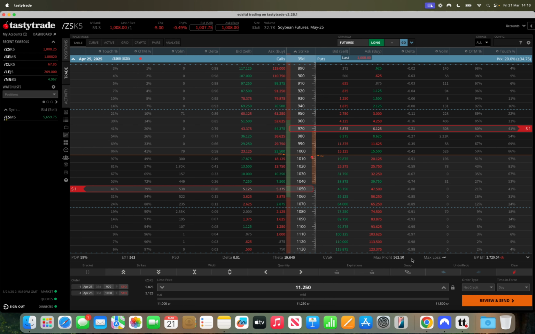And if you actually look at the numbers here, if we were to get filled at this mid price, we would collect $562 upfront in premium, and we're going to put up $2,700 in buying power. So as you can see, we are getting a very respectable return on capital with high probabilities of success here.